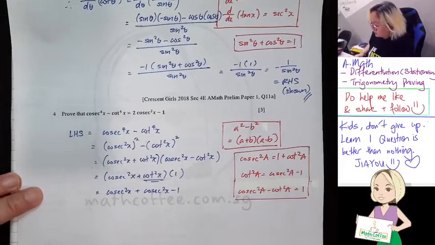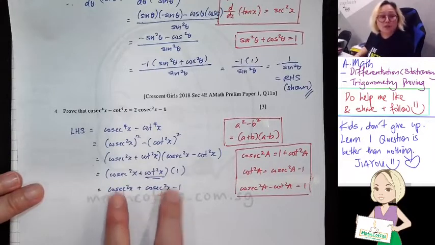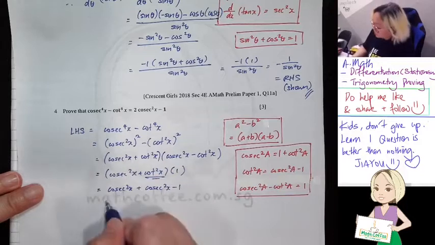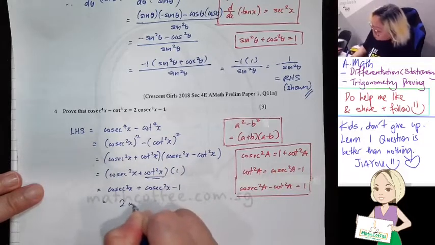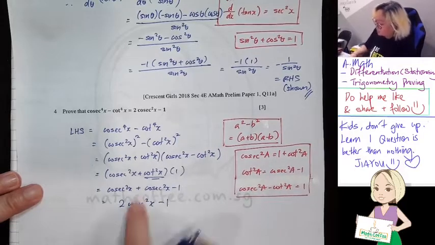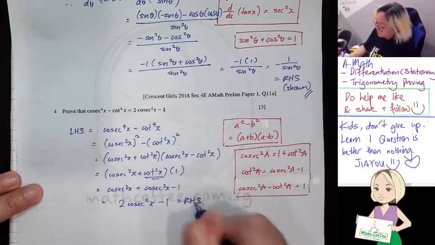Okay? So, do you see that these two are like terms? This is like x plus x, so it becomes 2x, right? So it's actually equal to 2 cosecant square x minus 1, which is exactly the right hand side. So this equals the right hand side, shown.